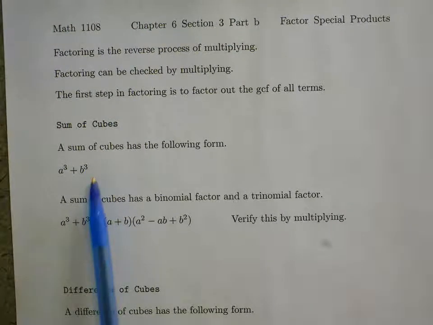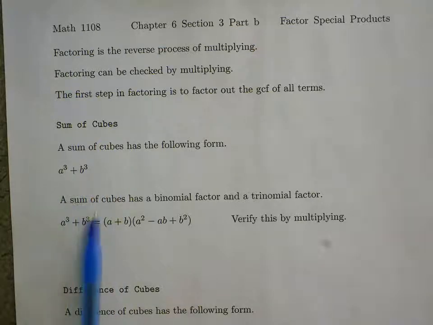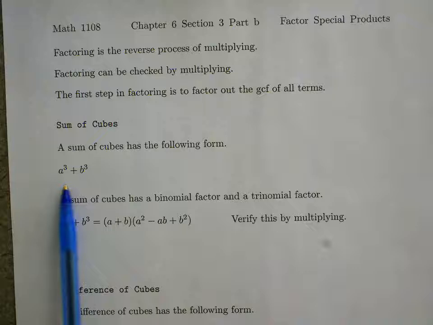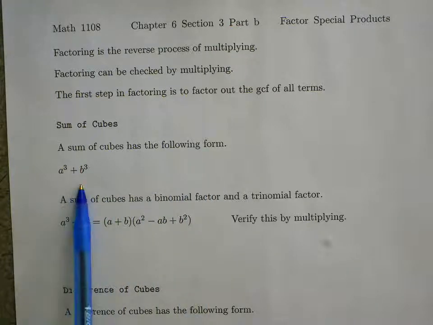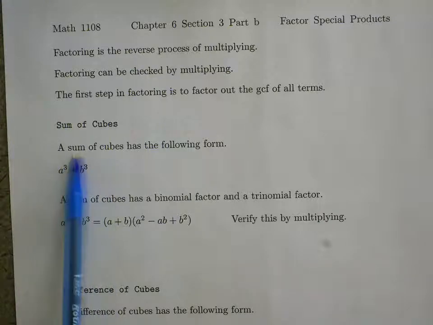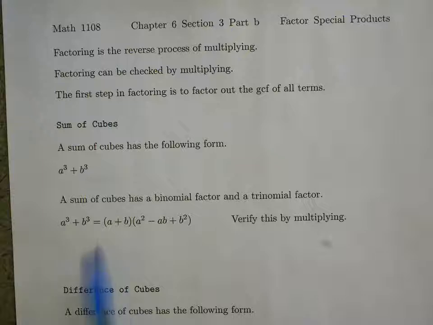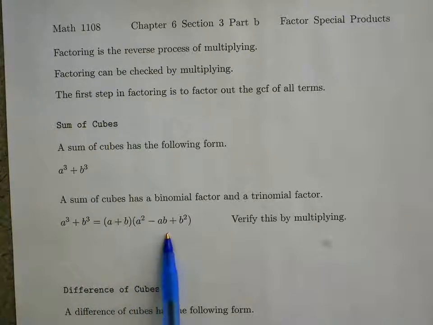Today we'll look at a sum of cubes. That means that you're adding two things that are raised to the third power. A sum of cubes has the following form: a to the third plus b to the third. So the word sum, S-U-M, refers to addition. And a sum of cubes has a binomial factor and a trinomial factor.